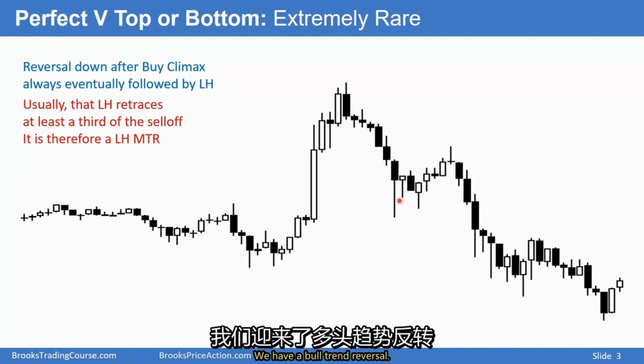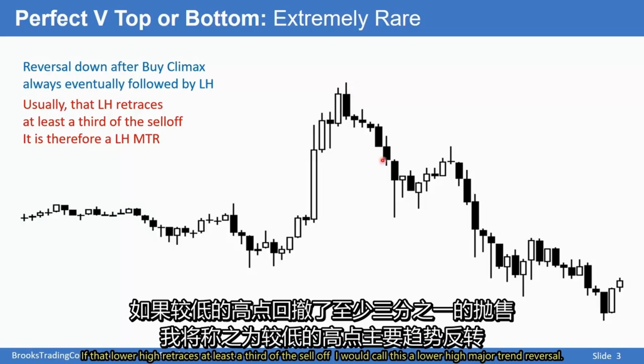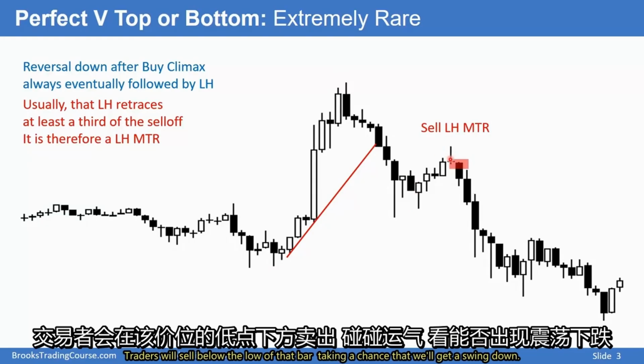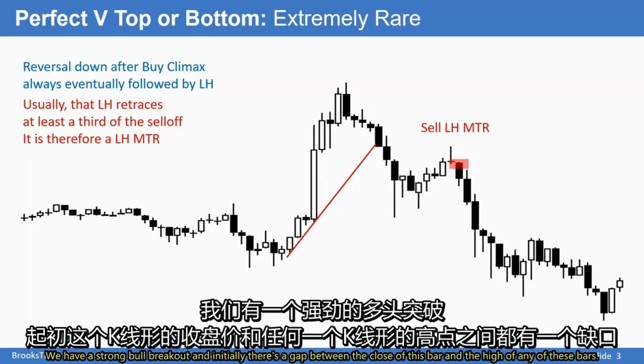Again, if you have a reversal down after a buy climax and then a pullback to a lower high, and that lower high retraces at least a third of the sell-off, I would call this a lower high major trend reversal. We have a bull trend, a strong bear breakout, a 2-legged rally to a lower high. Traders will sell below the low of that bar, taking a chance that we'll get a swing down.